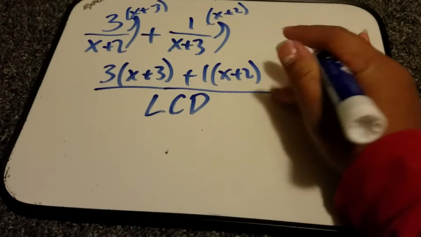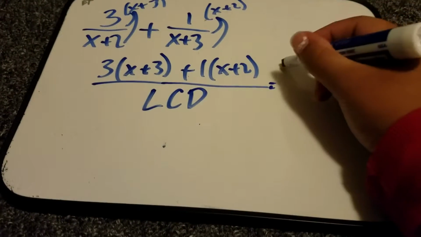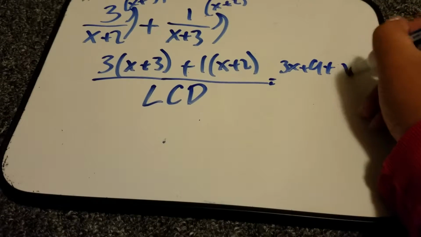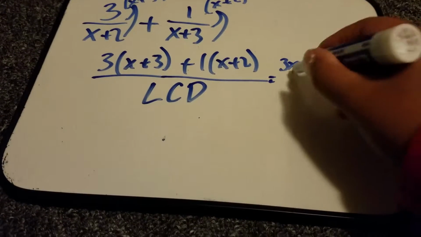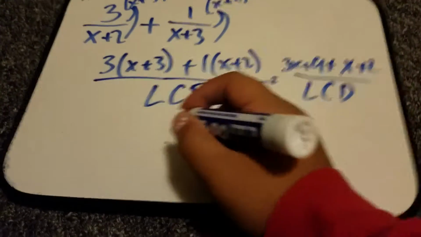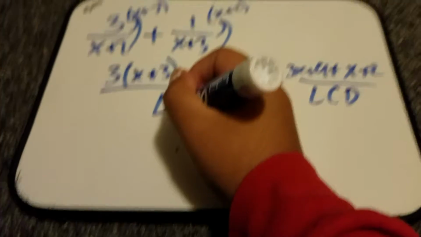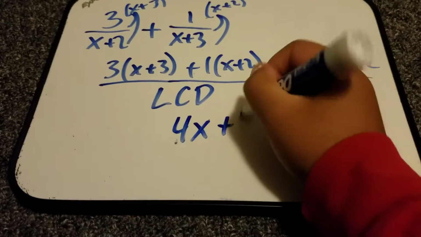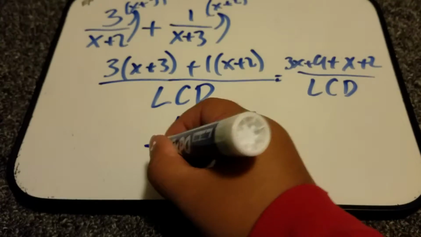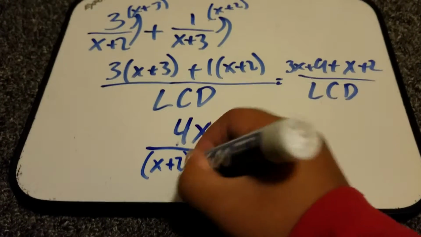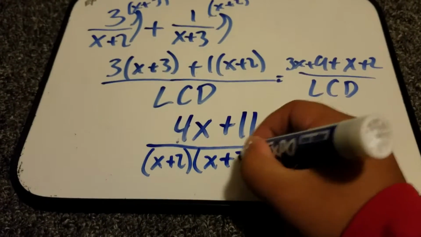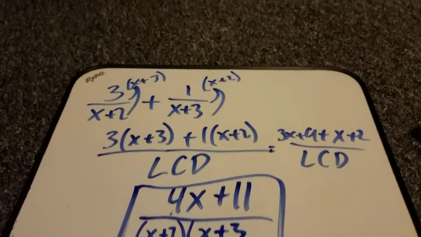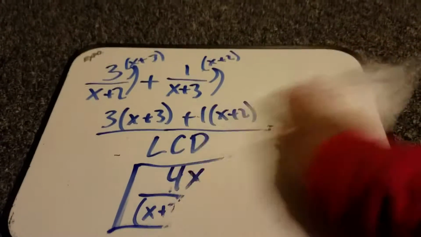So that would equal 3x plus 9 plus x plus 2 over least common denominator. Add like terms, so that would be 4x plus 11 over x plus 2 times x plus 3. And that is your answer for adding rational expressions.